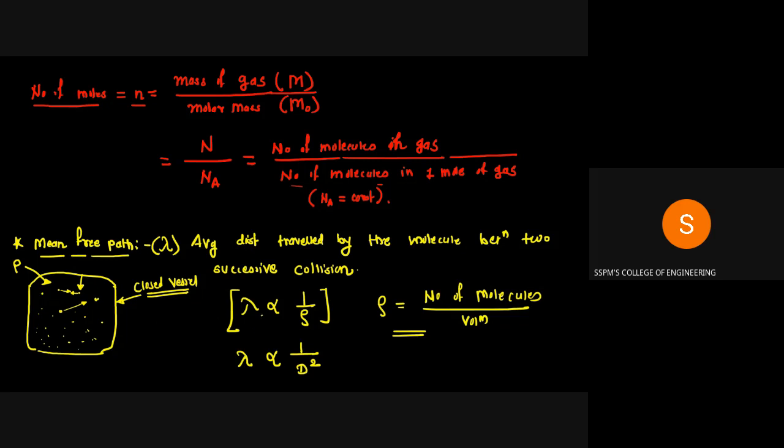By combining these two equations, we have the final equation for lambda, the mean free path. This is equal to 1 upon square root 2 into pi d square, into n upon V. So this n upon V is nothing but the density.